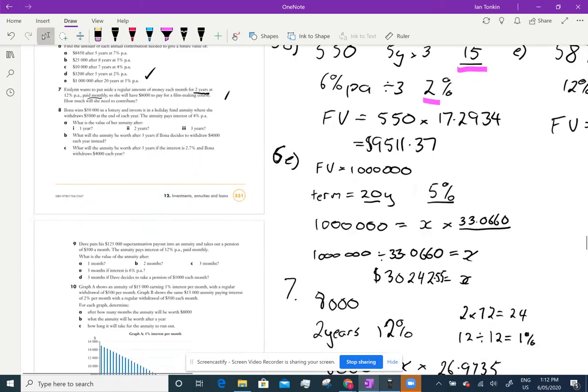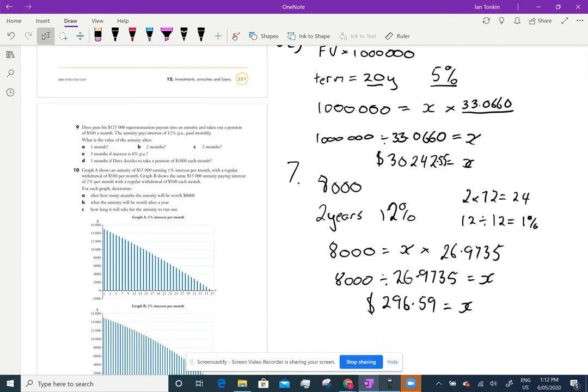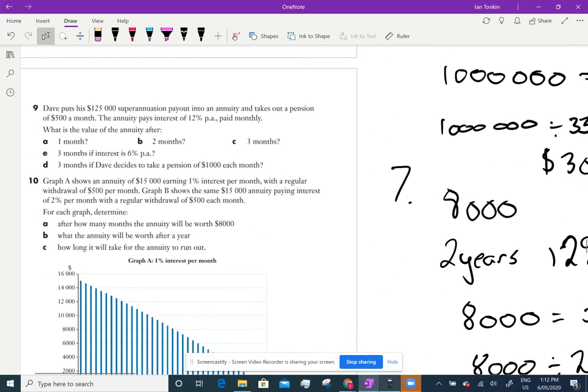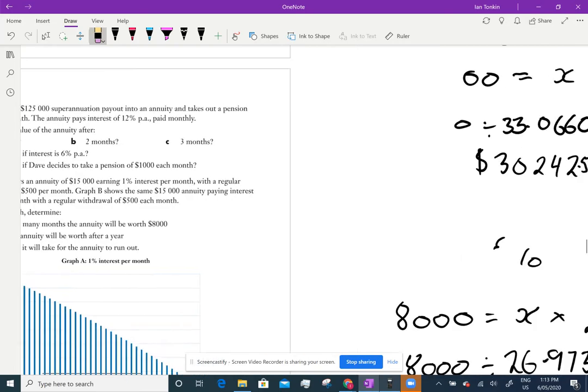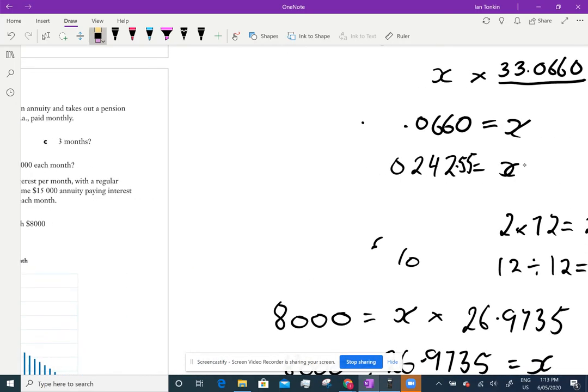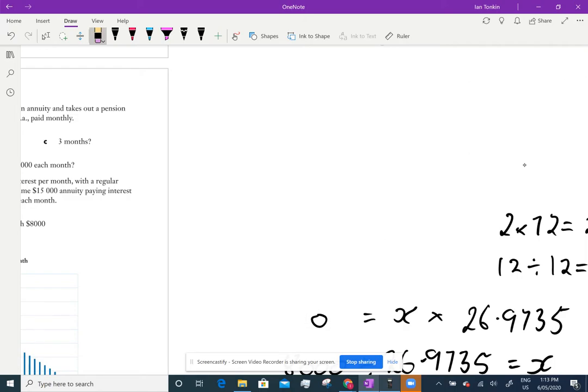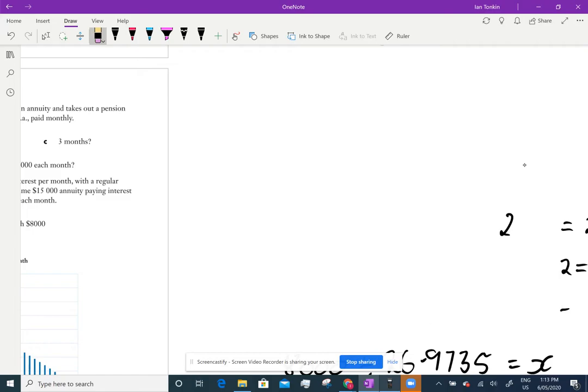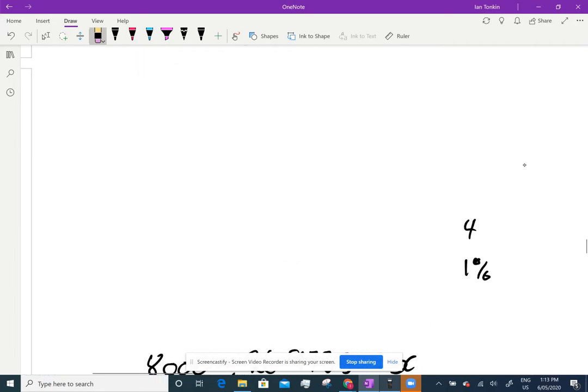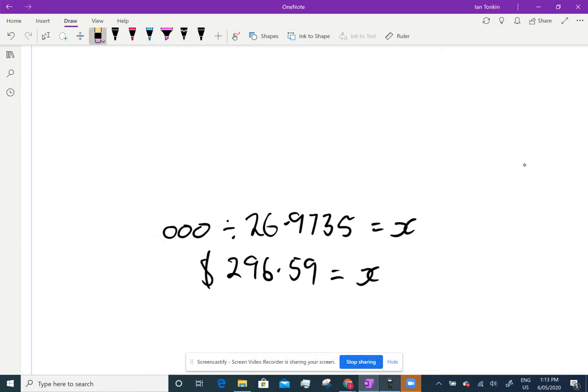All right, the only other one I want to do is question 9, because you have to do it bit by bit. So Dave puts 125,000 of his super in this annuity, and he's going to take out a pension every month, at 12% per year. So let's set this up. It's going to be a long, drawn out one.